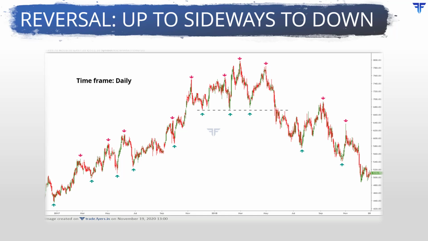Finally, notice that this sideways movement ended when the price broke below the low of this consolidation marked using the black horizontal dotted line. The break below this consolidation signaled a gradual shift in power from bulls to bears.